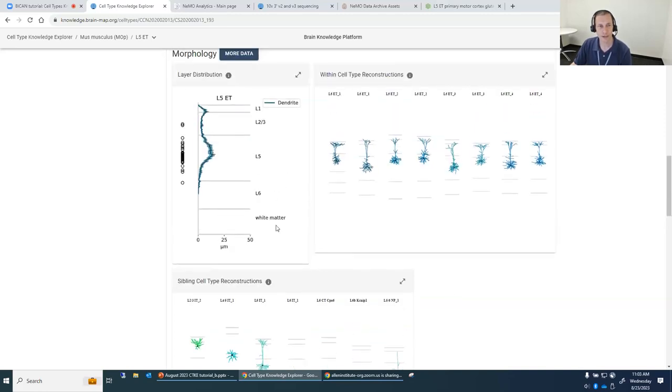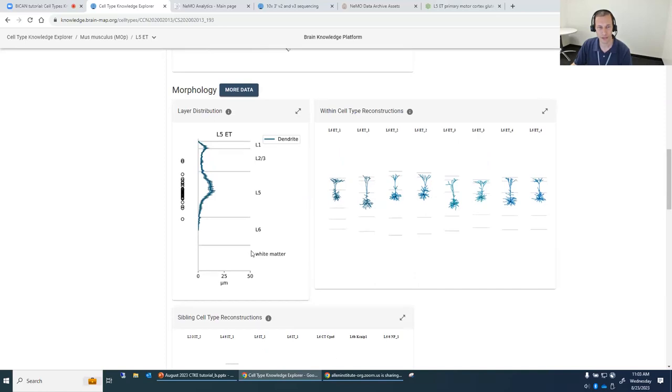And then on the left here, for all of the layer 5 ET types, you can see the location of their soma and the average and standard deviation of the dendritic arbors of these types, to get a more quantitative sense of what these cells look like.